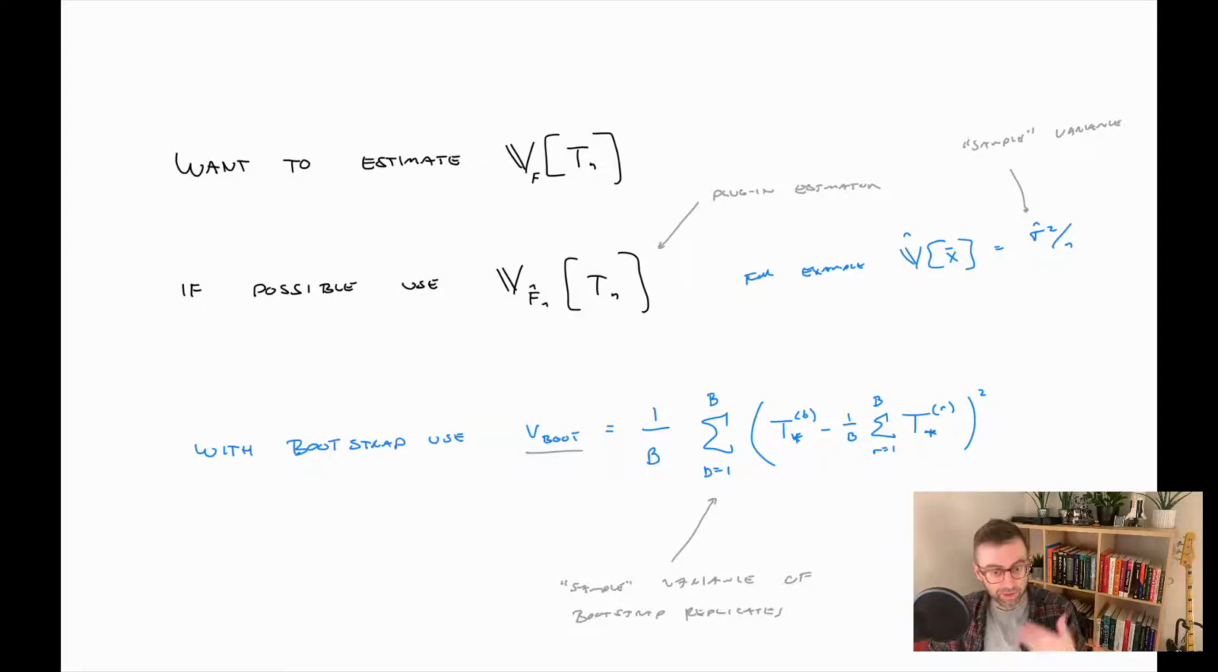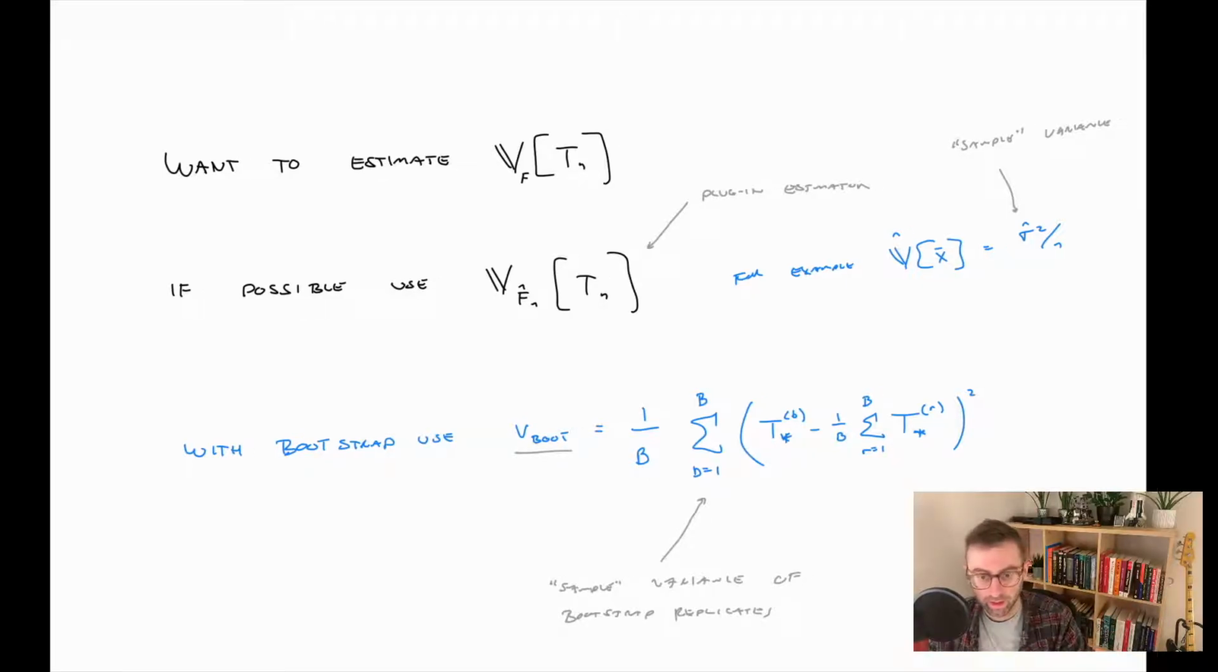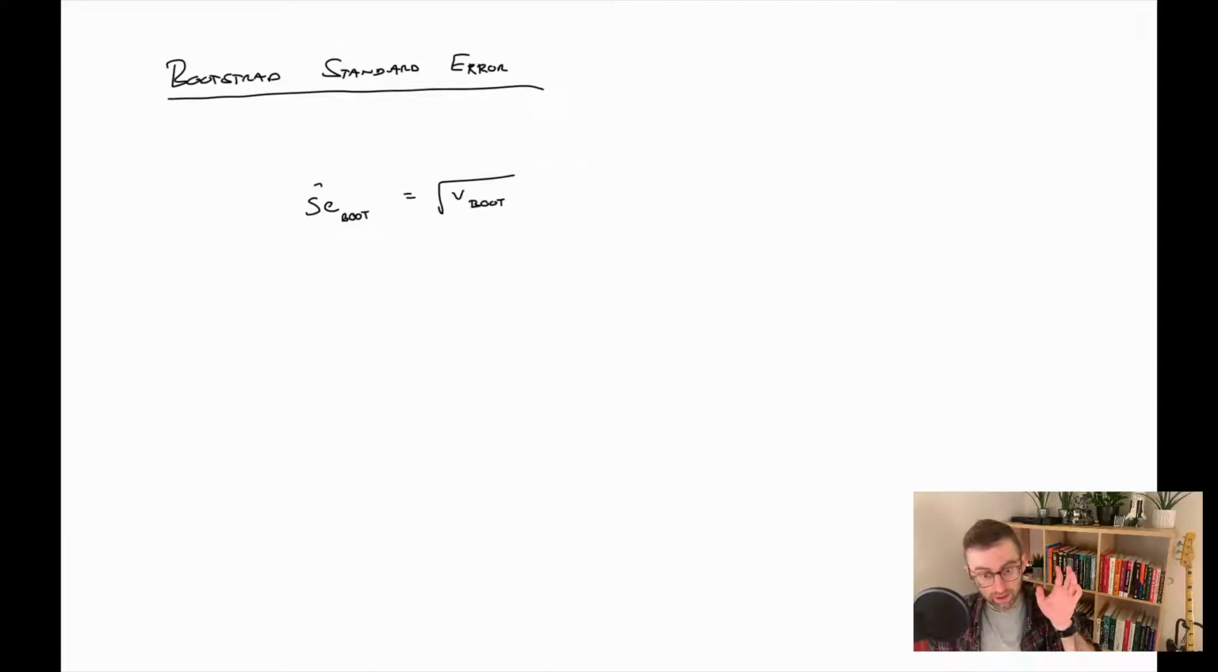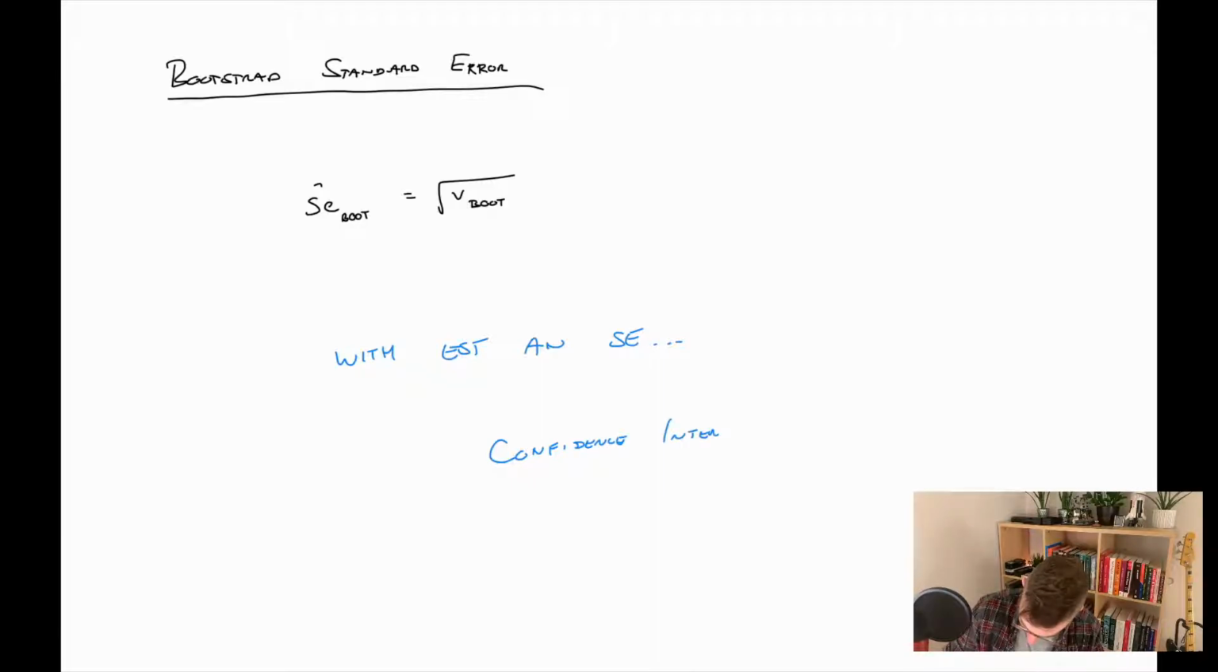And that's useful because sometimes we can't get the plugin estimator because it's just too analytically difficult. Okay, great. So if you take the square root of that quantity, we could call that a standard error. So we could call that the Bootstrap standard error. Well, so we now have an estimate and a standard error. So to me, that sort of screams, make a confidence interval.